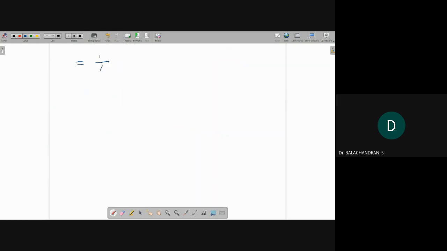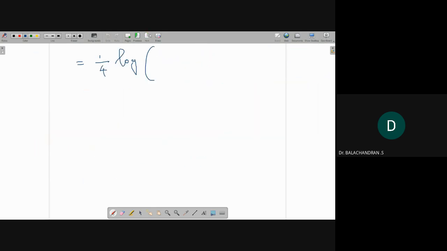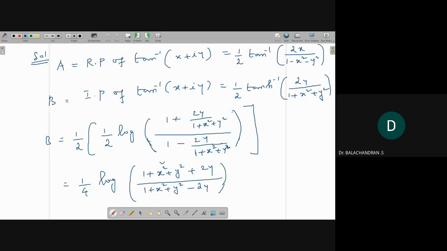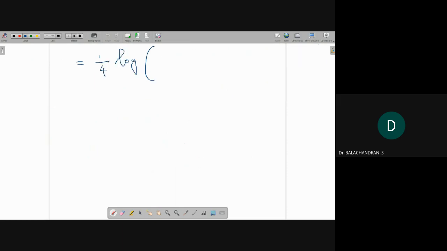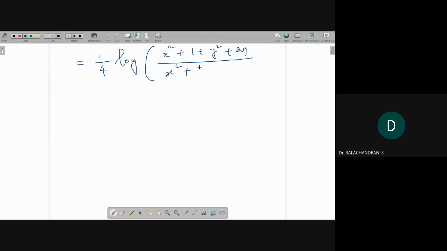So in the next step you will get the answer. 1 by 4 log of, you should keep x square separately in the numerator and denominator. If I keep x square separately, the remaining is 1 plus y square plus 2y. Similarly, in the denominator, keep x square separately. The remaining is 1 plus y square minus 2y.